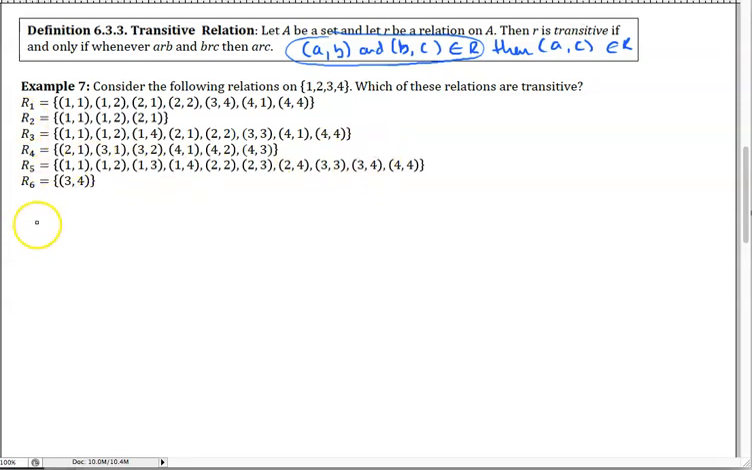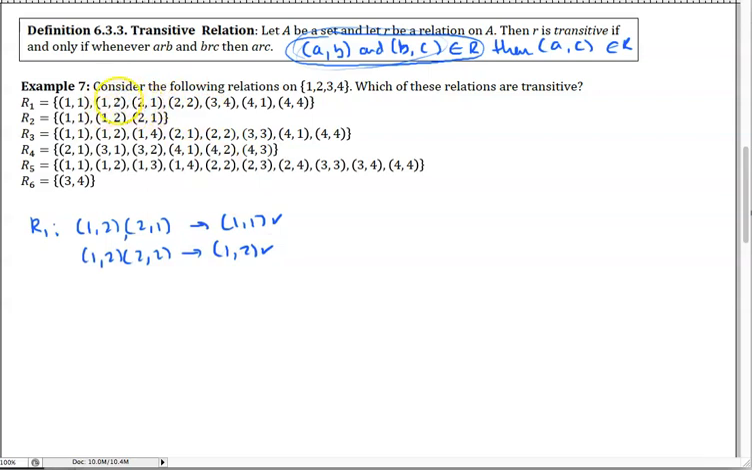So let's look at our relations here. For R1, I see (1, 2) and (2, 1). Basically you're looking for pairs like this where they connect, where the end of one is the start of the other. So (1, 2) and (2, 1) are both in R, which means (1, 1) has to be in there, and I see that (1, 1) is in R, so that's good. Now (1, 2) and (2, 2) are both there, so (1, 2) has to be in there. Yep, that works.